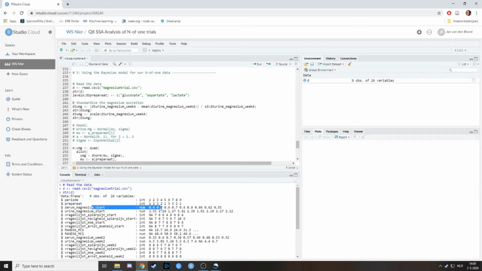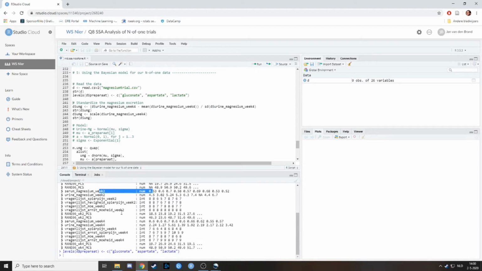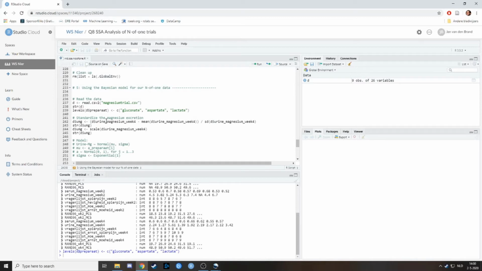What was their serum magnesium at the start of each period, at the end of each period, and so on and so on. There's also some questionnaire data for the RAND quality of life score, with the physical component score, the mental component score, and some questionnaires about fatigue and muscle soreness. For now we will just focus on what was the urinary magnesium excretion during this trial.